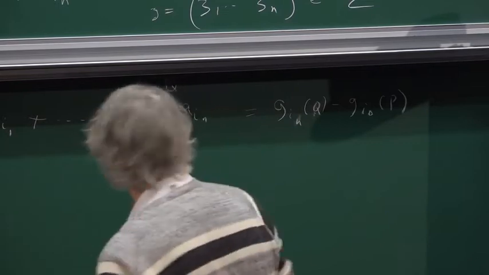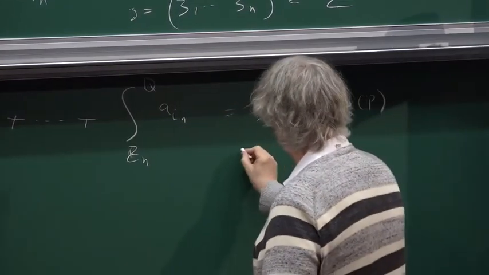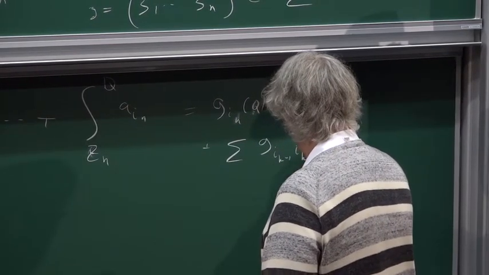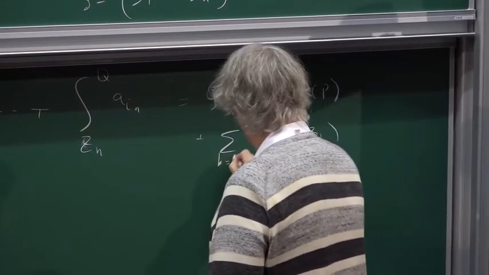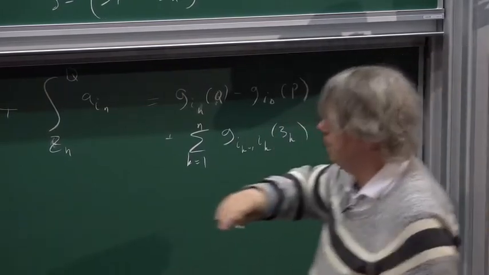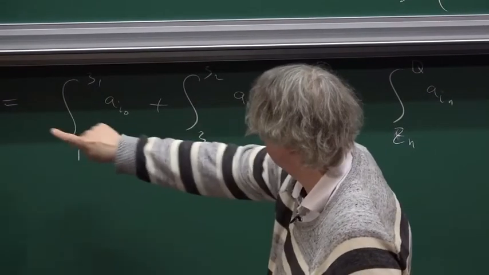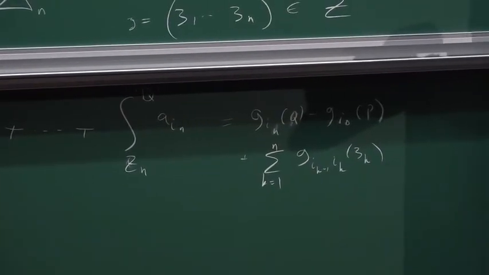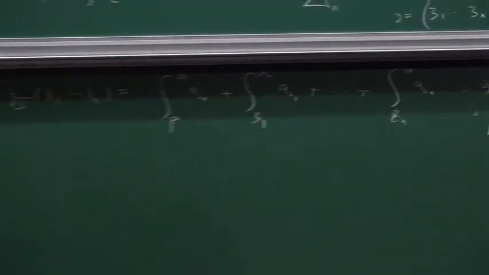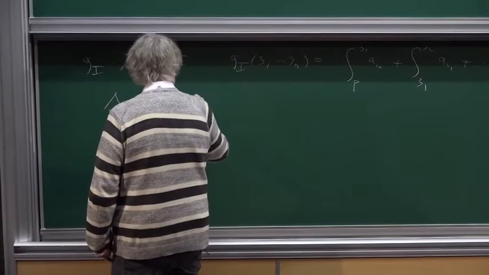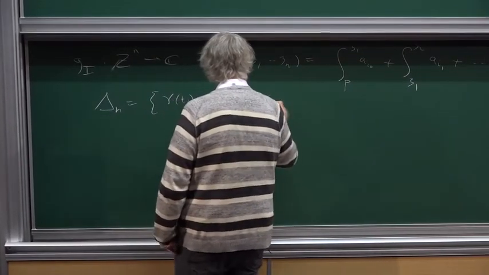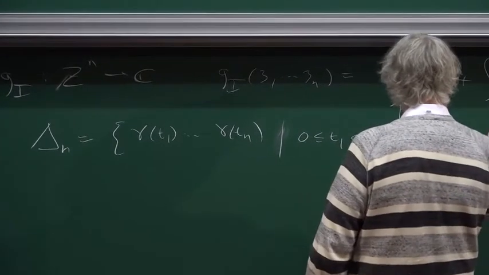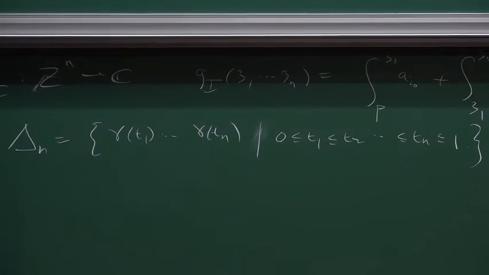So if we choose primitives gi of the AI, then we have something like that, plus a sum of gi k minus 1 ik of z k. So if you vary one of these points z1, for example, the variation of the function g there is given by the difference of the ai1 and the ai0. Do your points lie on the same path, gamma? So for now, that's the next statement, which is that delta n is the set of points of the form gamma of t1, ..., gamma of tn, where 0 less than or equal to t1 less than or equal to t2 and so on less than or equal to tn. So for the moment, the z's are points on the path.